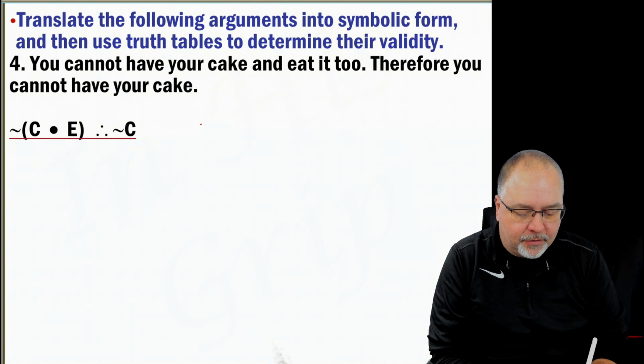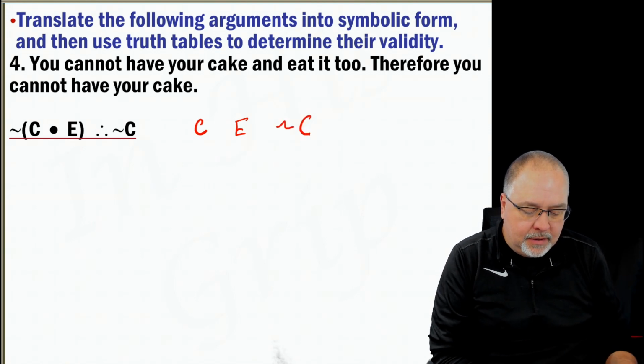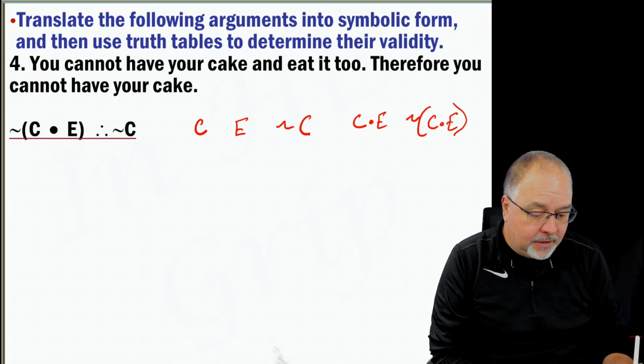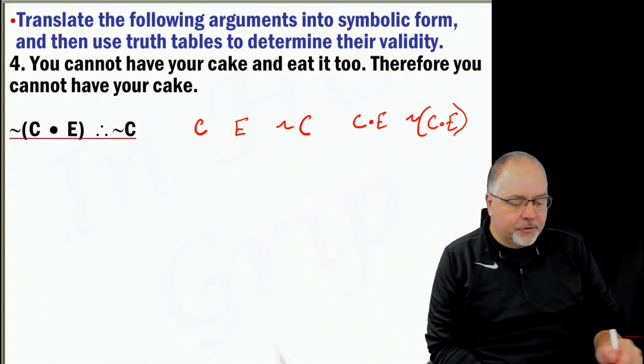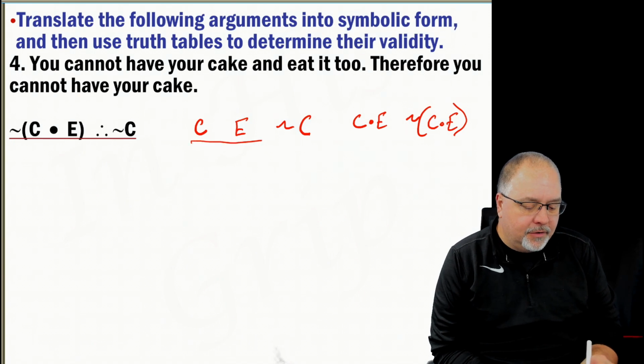I forgot what color we're doing. So I have C. Okay? I have E. Right? I have not C. And then I have to do C and E, and then I have to do not C and E, right? See how this can get really long if you're going to do a full table. In fact, I even ran out of room. I have not C here, right? And you do your line.